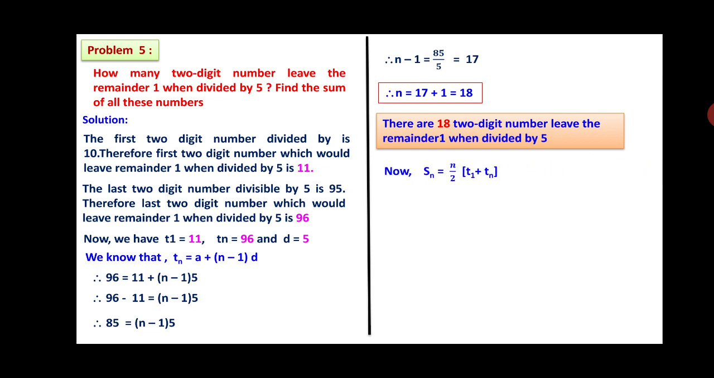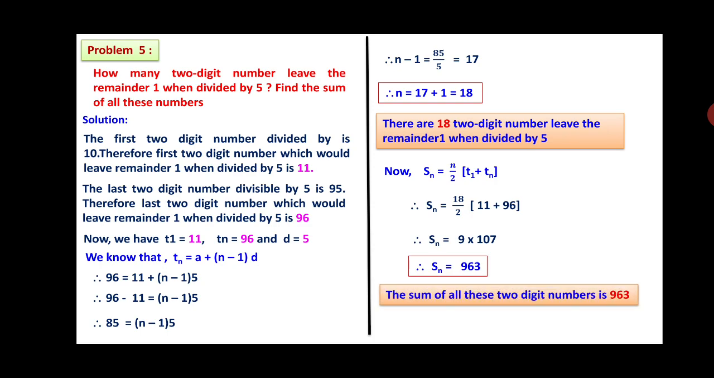So, now we know that Sn is equal to n by 2 into bracket T1 plus Tn. Now we'll substitute the values. Therefore, Sn is equal to 18 by 2, where 18 is the calculated value of n, into bracket first term 11 plus last term 96. Therefore, Sn is equal to 9 into 107. Therefore, Sn will be 963. The sum of all these two-digit numbers is 963.